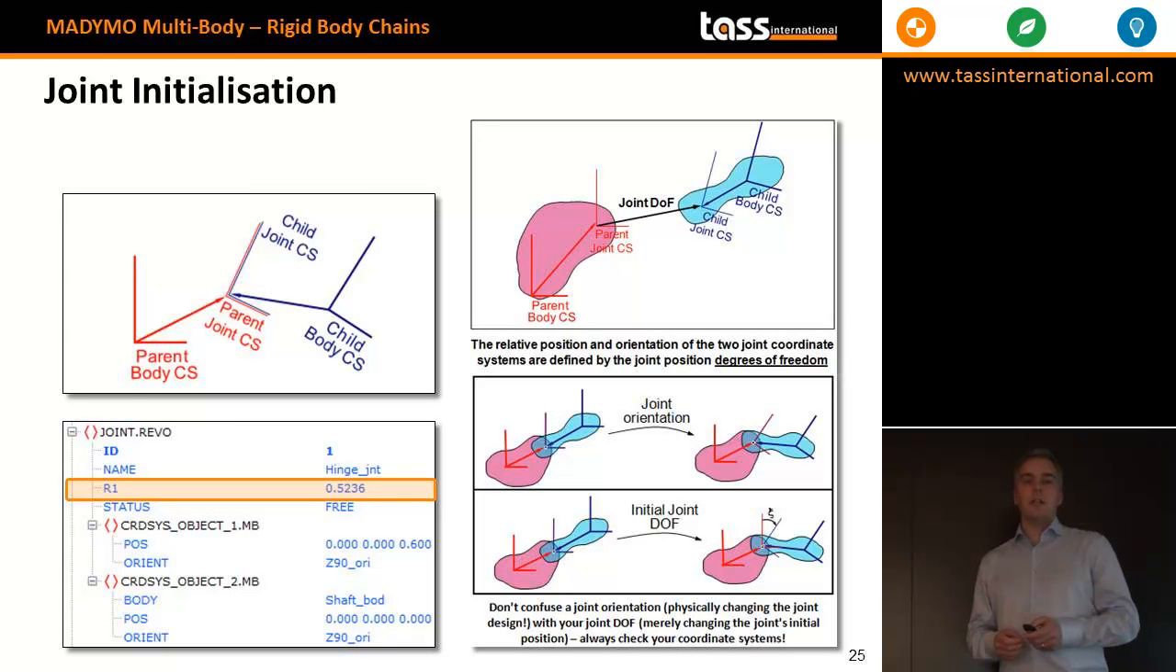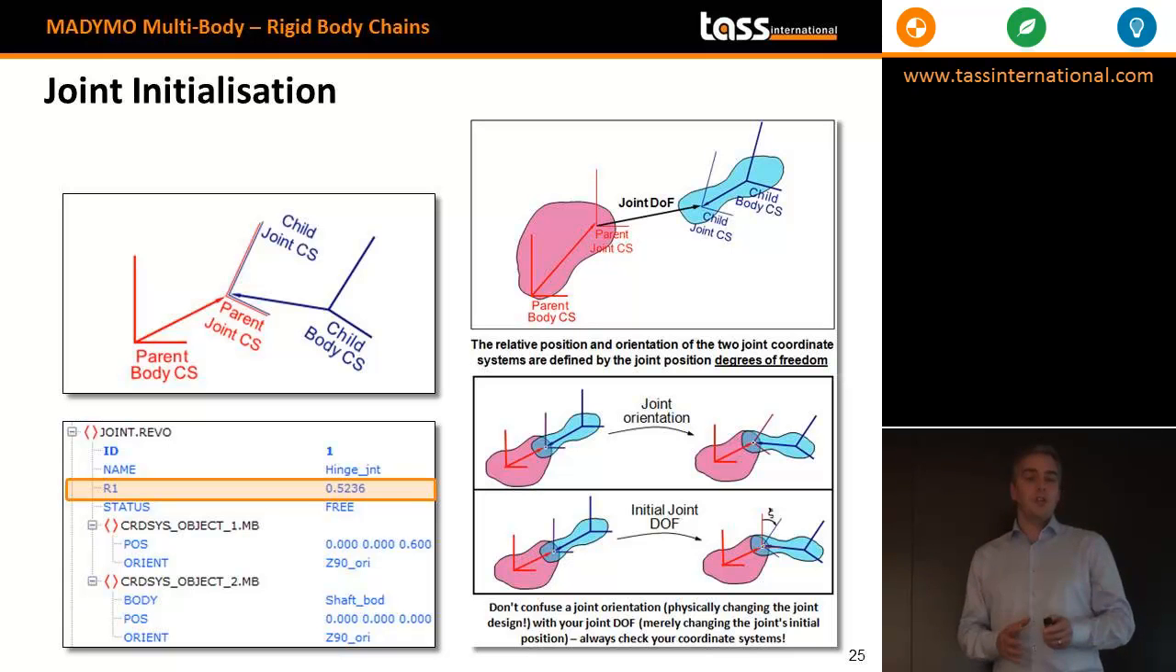Now, what happens exactly if you do the joint initialization with initial joint pos is you can see here. In the lower left plot, you see an example of a revolute joint being initialized with an angle of, I believe, 30 degrees. Now, the upper left plot shows how the joint is positioned in reference position.